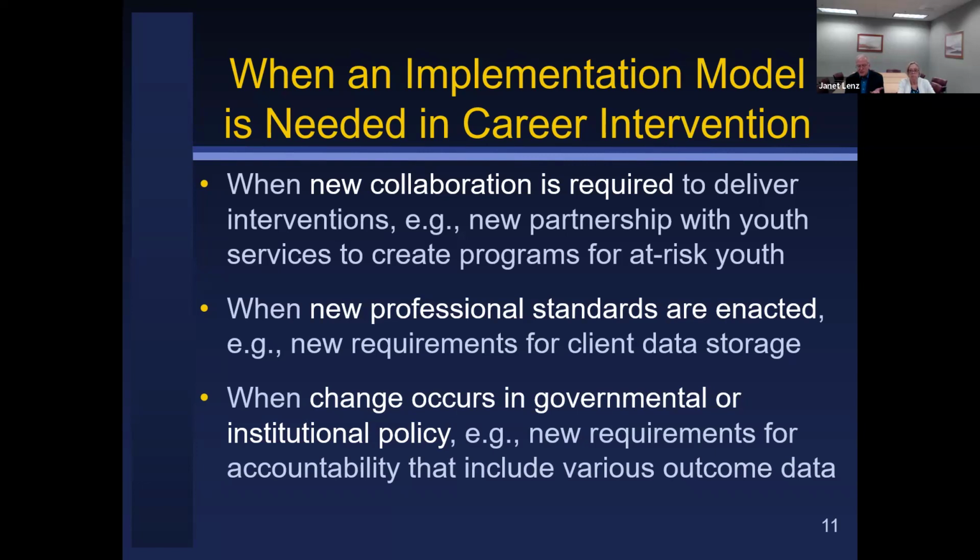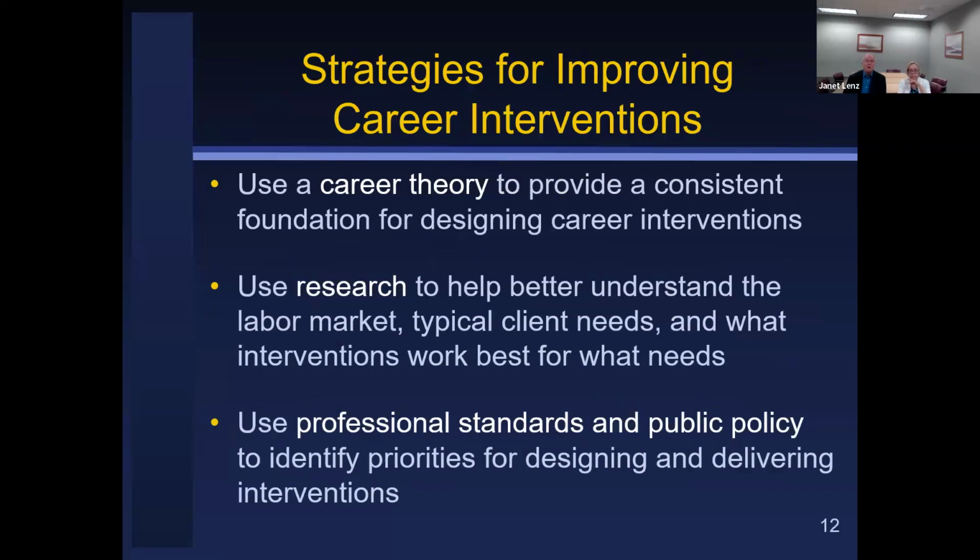Other things, obviously, when professional standards change, or when institutional policies change. We had fairly extensive changes here at our own institution when some of our accountability requirements changed for the kind of outcomes data that we were providing.